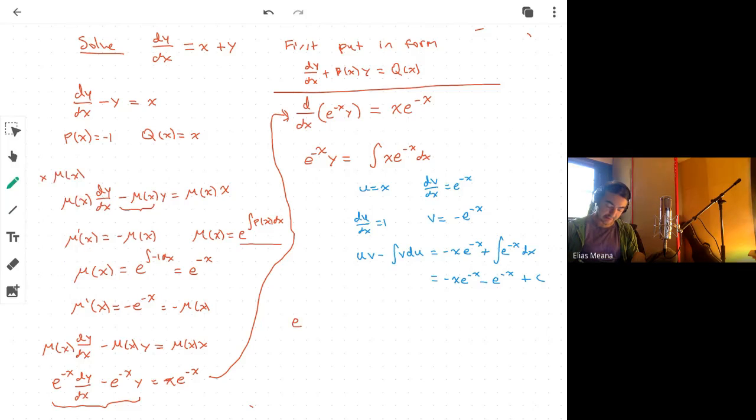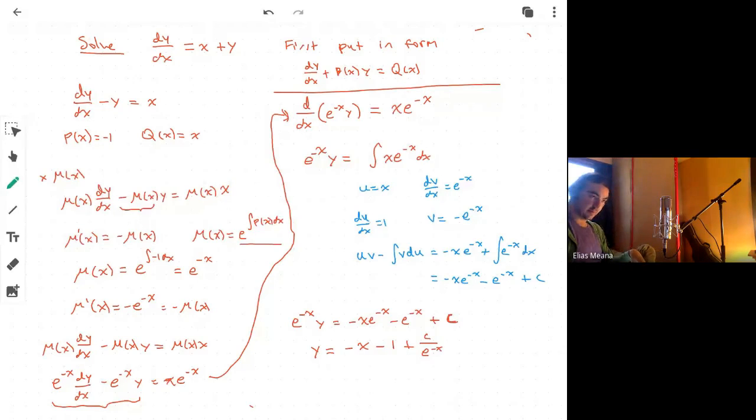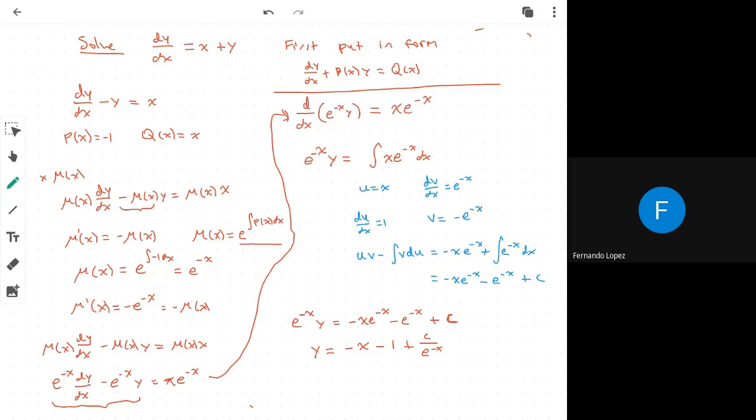e to the minus x times y equals minus x e to the minus x minus e to the minus x plus c, right, plus c, which if we divide both sides by e to the minus x, gives us y equals minus x minus 1 plus c over e to the minus x. Okay? Everybody okay with that so far? Guys? Yeah. Yep. All right.